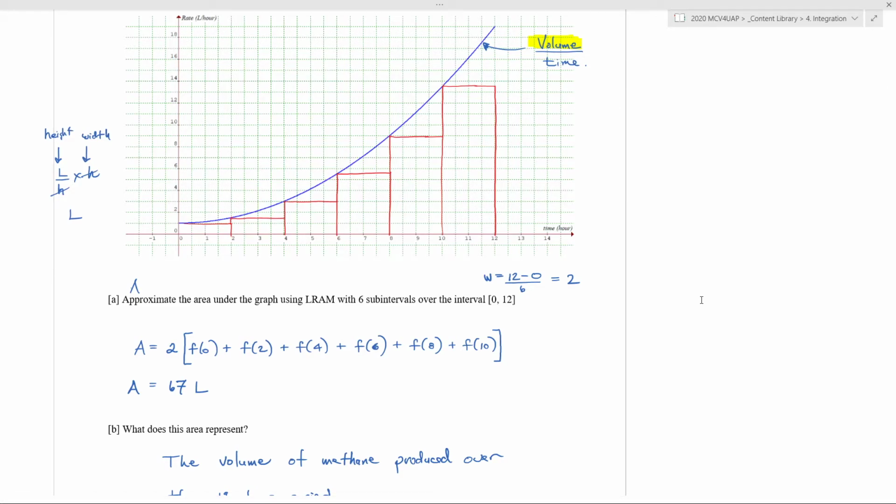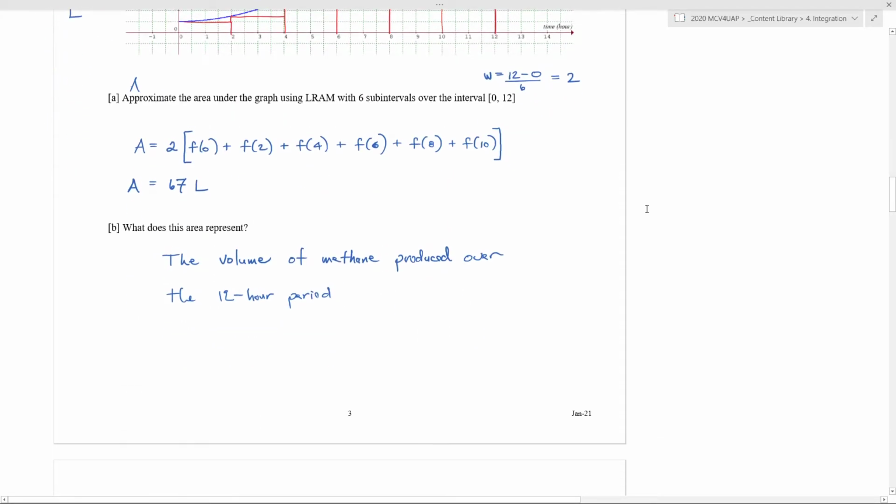Any questions on that? So keep in mind that when we're finding the area under a rate curve, it's the same as finding the area under a derivative curve, and it represents the total change in the quantity that's changing. So in this case, we had volume changing with time, so the area would represent the volume. All right, next example.